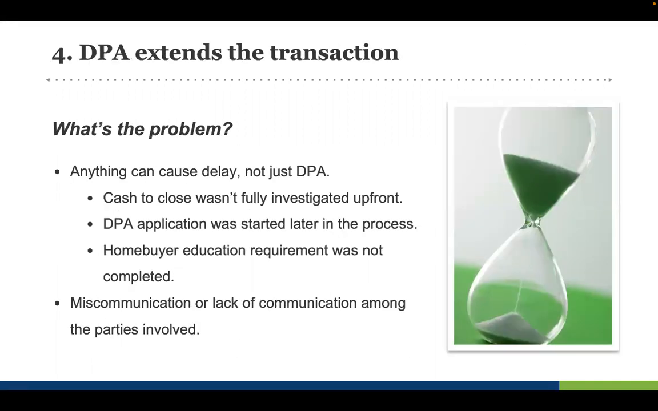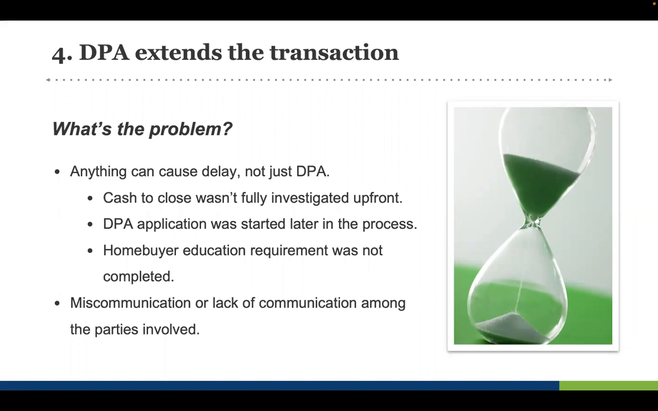So, number 4, down payment assistance extends the transaction. Common obstacle, we hear this all the time, we've heard it for years. Problem is, anything can cause a delay, not just a down payment assistance. I can tell you time and time again, we've heard stories about a transaction where there was a down payment assistance program involved. There was a delay at closing. Come to find out, it was, oh, we forgot to get the homebuyer education class done. It was required for the DPA. Yeah, it was. But it's not the DPA's fault that there was a delay, right?